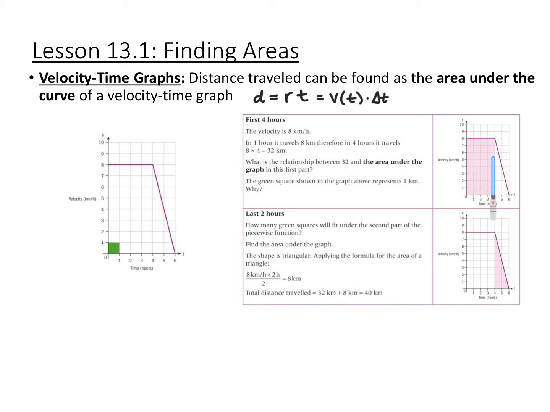first 4 hours you can kind of represent it as a rectangle. So you find the area of this rectangle, which is 4 by 8. And then the second part you can represent as a triangle with a base of 2 and a height of 8. And you can find all the area added up, and it ends up being 40 kilometers.